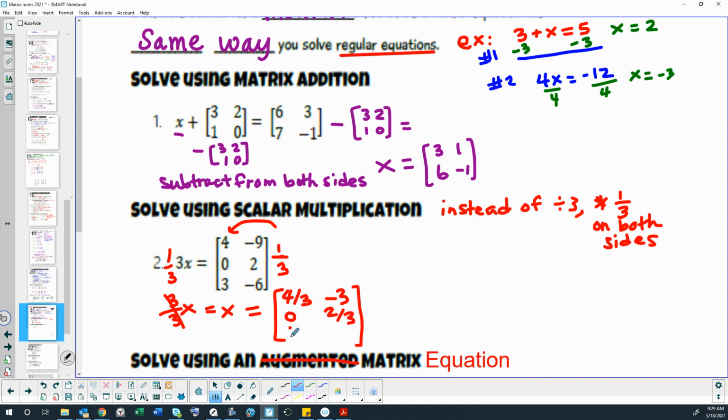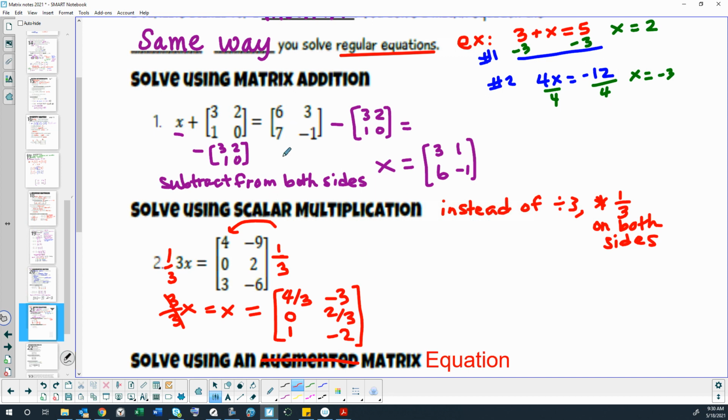3 times 1/3 turned into a 1, because we get 3 divided by 3, which is 1. And then we have -6 times 1/3. So -6 times 1 divided by 3, that would be -2. So -6 divided by 3, or -6 times 1/3, would be -2. And that is our answer for that problem.